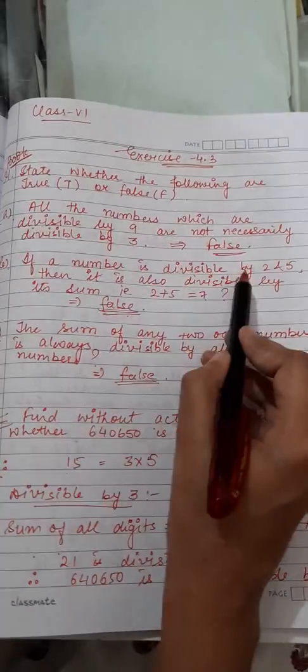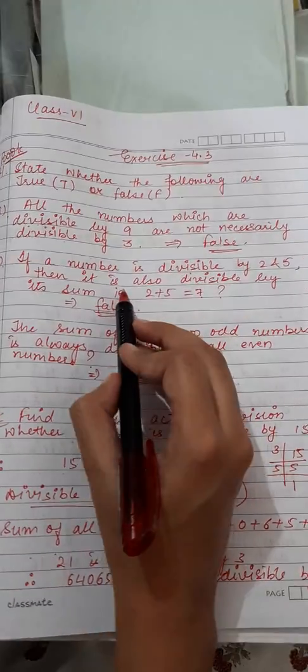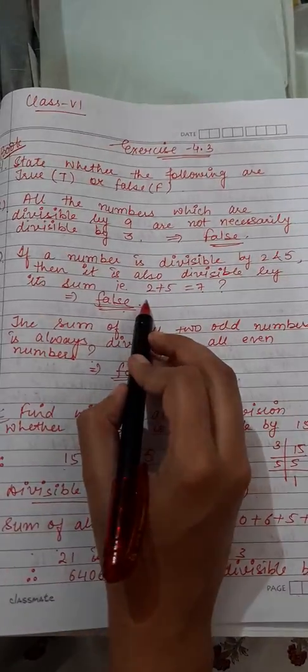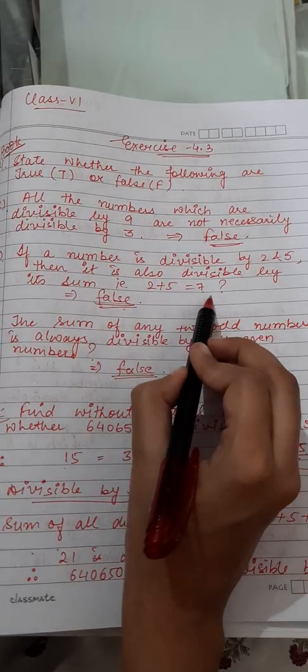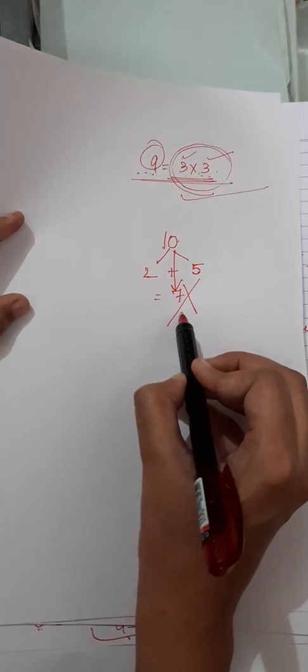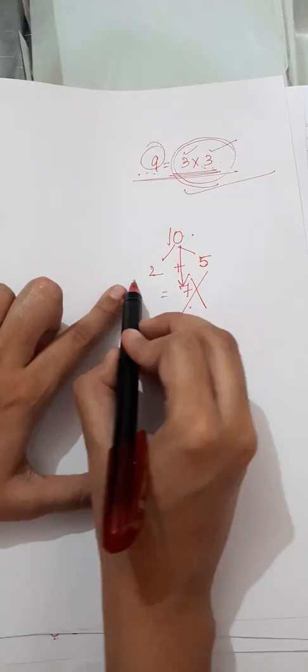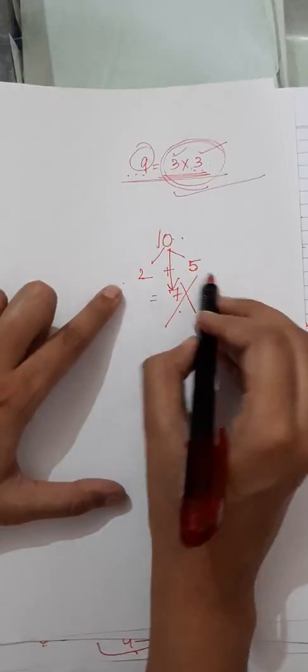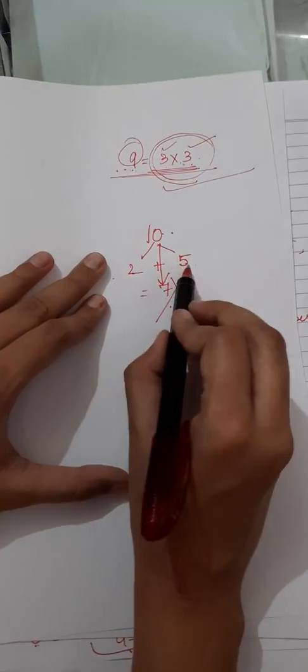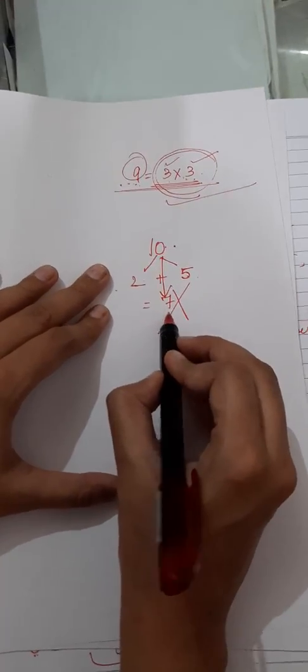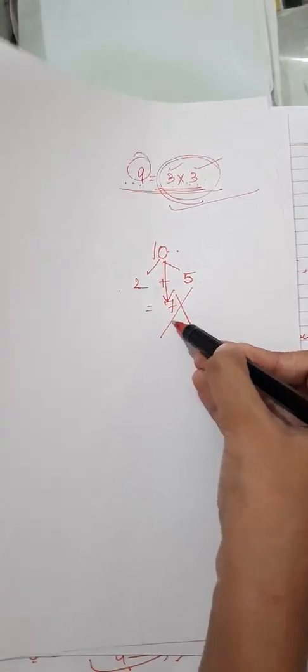If a number is divisible by 2 and 5, then it is not necessary that it has to be divisible by its sum. Okay, I have just given an example why it is false. Take an example of 10. 10 is going on 2 and 5 separately. But if I am going to add them, it is going to give me 7, and 10 is not going on the table of 7. So this is false.